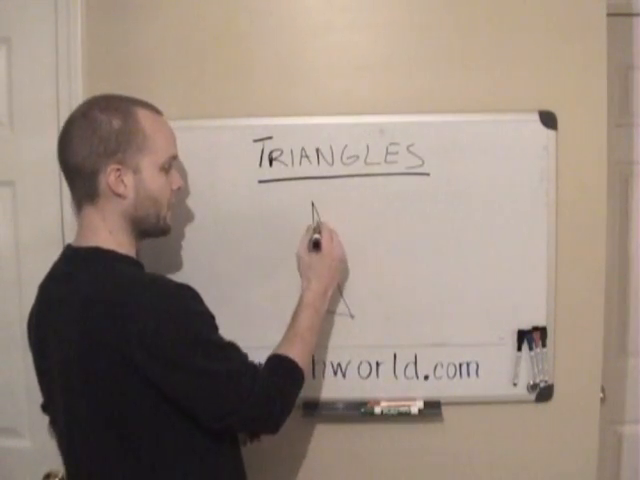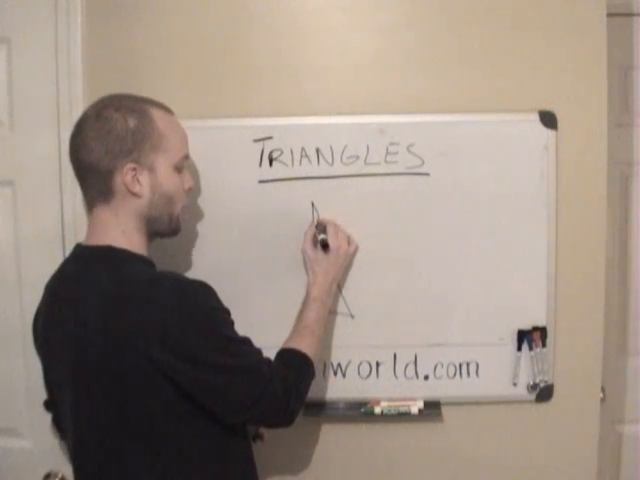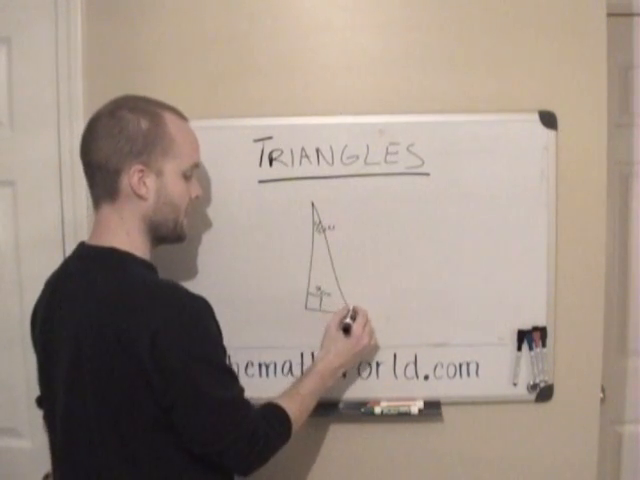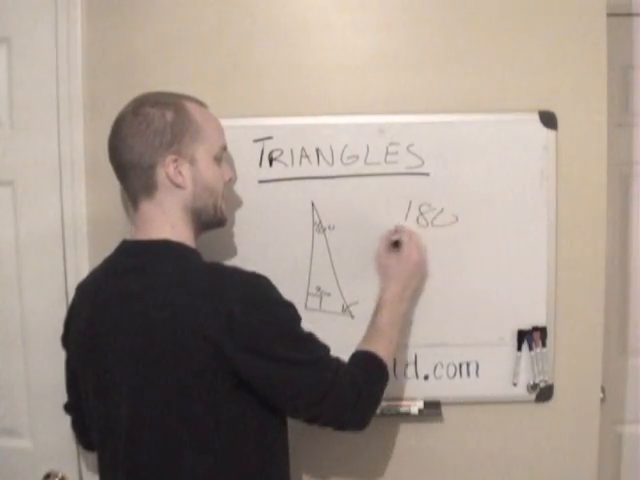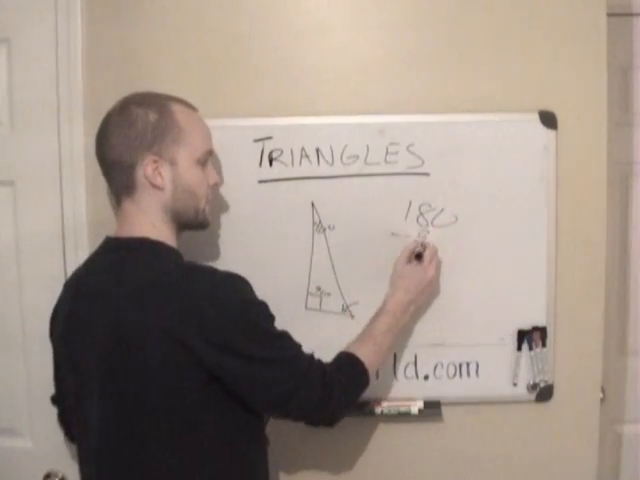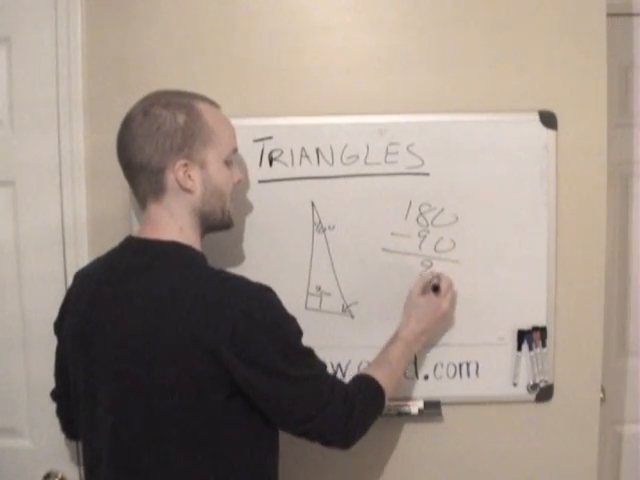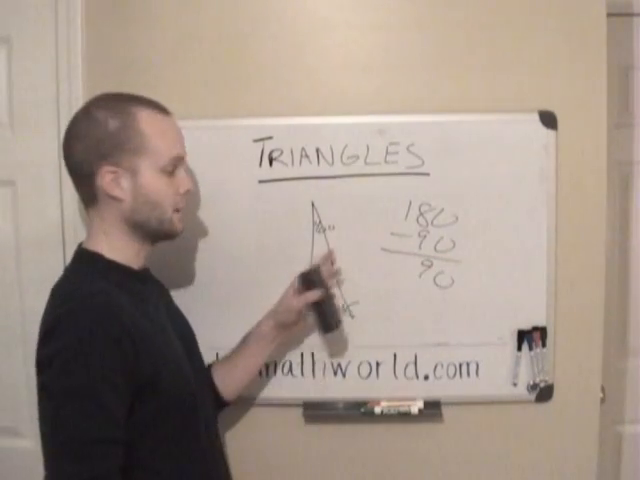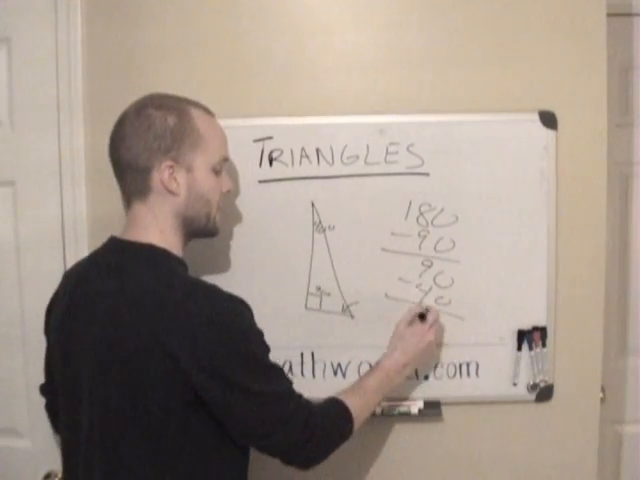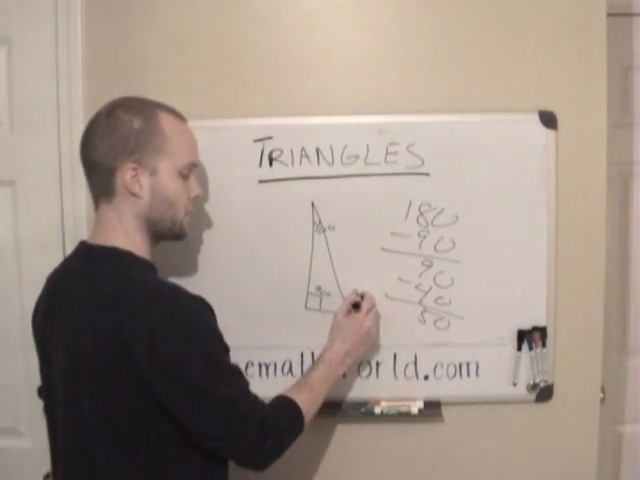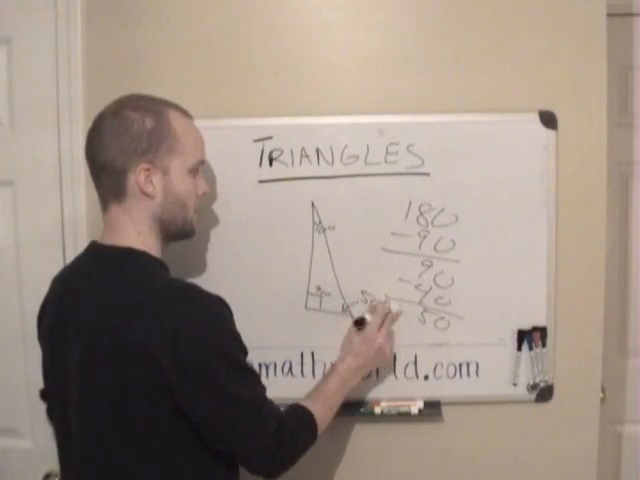But in here, if we're given, let's say 40 degrees up here, and they say find this angle, all we have to do, again, is take 180, subtract 90, which is our right angle, gives us 90, and then subtract 40, which is our other given angle. Subtract 40 from 90 and we're given 50. So this angle right here is 50 degrees.